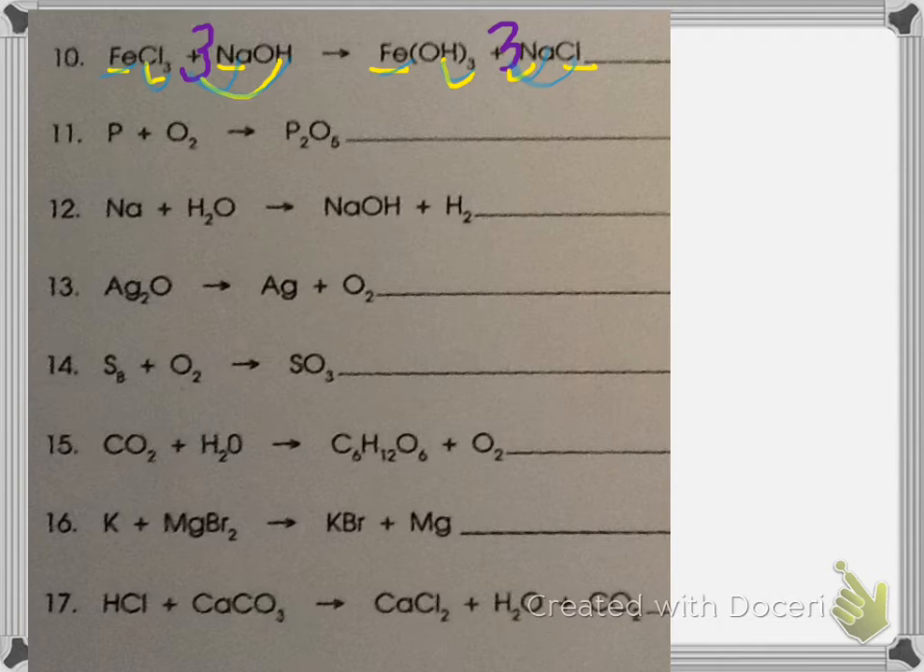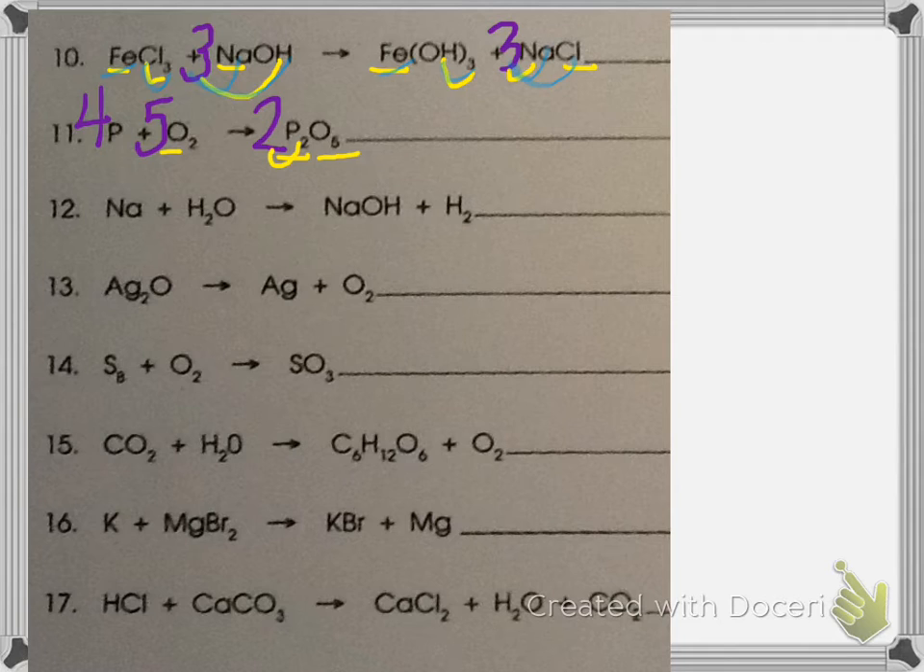Number 11. 1 phosphorus, 2 phosphorus, so I need a coefficient of 2 in front of phosphorus. 2 oxygens, 5 oxygens. So again, I'm going to need to make them a whole number, so the best whole number is going to be to have 10 oxygens here, which means I need a coefficient of 5 here. Now that's changed my phosphorus. Now I have 4 phosphorus here, so I need to change this coefficient here on phosphorus to a 4.